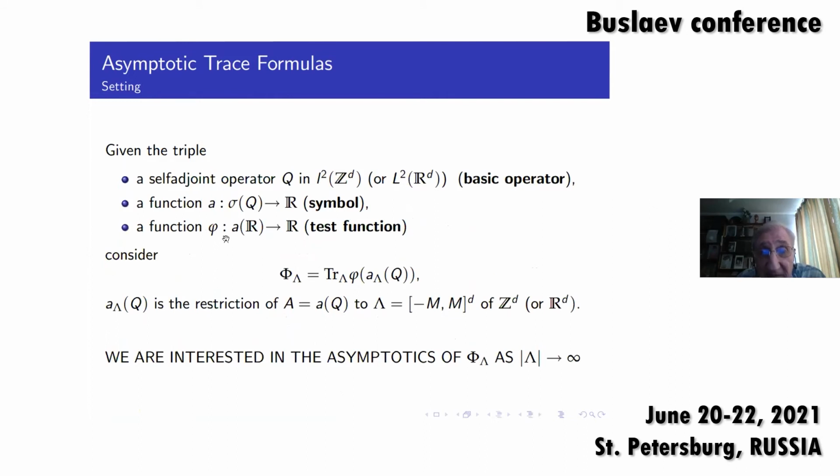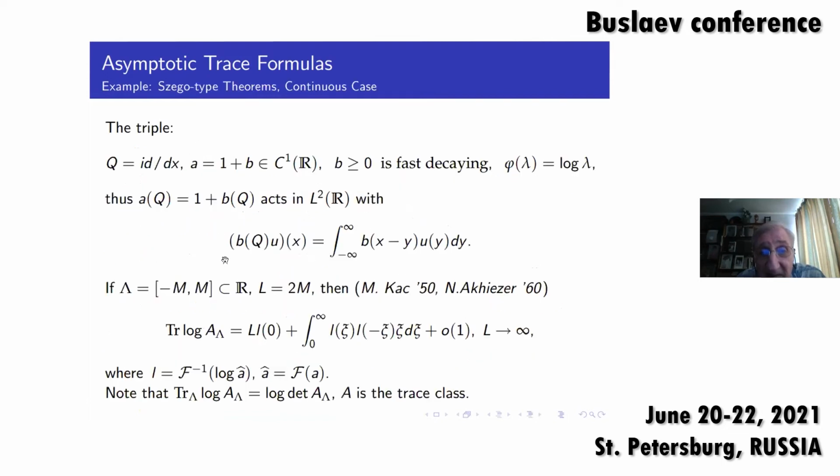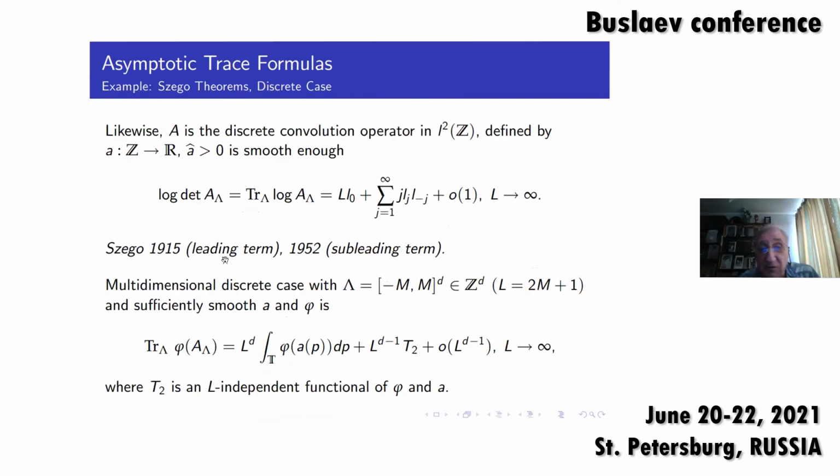In this construction, I take some Q, some A, some phi, and thus a certain collection of Q's, A's, and phi's, on which it was found that in the multidimensional case, we have this behavior. The leading term is proportional to the volume, and it is written explicitly, A on P. I forgot, this is just a Fourier transform of A.